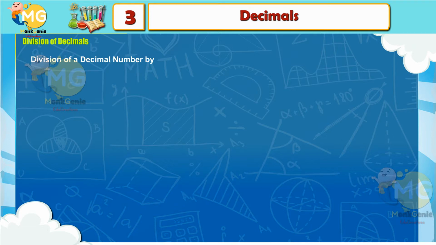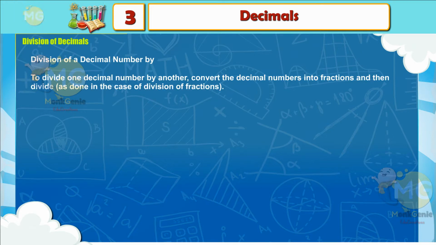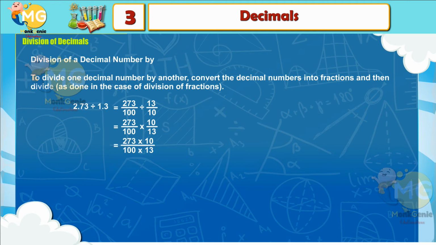Division of a decimal number by a decimal number. To divide one decimal number by another, convert the decimal numbers into fractions and then divide, as done in the case of division of fractions. 2.73 divided by 1.3 is equal to 273 upon 100 divided by 13 upon 10 is equal to 273 upon 100 multiplied by 10 upon 13 is equal to 273 multiplied by 10 upon 100 multiplied by 13 is equal to 21 upon 10 is equal to 2.1.